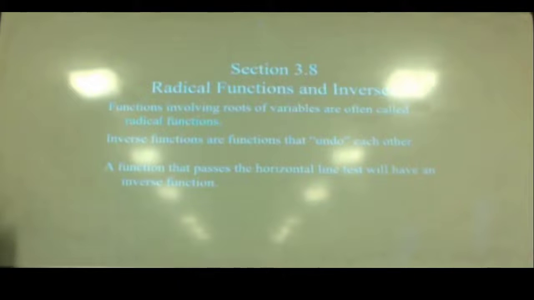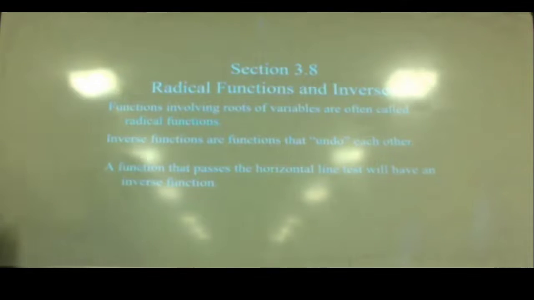We've got a relatively short lesson here for section 3.8, and it's on radical functions and inverses. So first of all, radical functions. Functions involving roots of variables are often called radical functions.